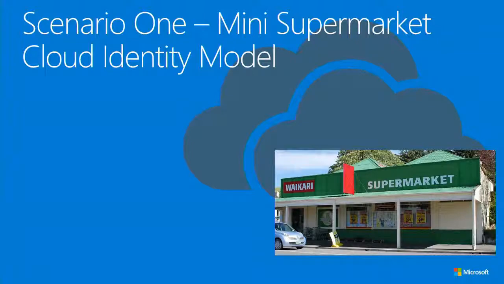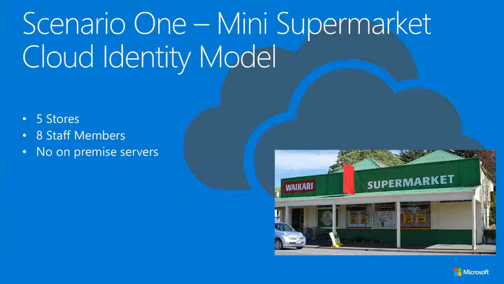So scenario 1 is a company that has some small supermarkets around the country. They've got 3 stores and 8 email accounts. They have no on-premise servers. So this is your kind of typical very small business in New Zealand. It's also typical maybe of a small business that has a small business server. Maybe they're running a 2003, 2008 small business server. Cloud identity is good for them.